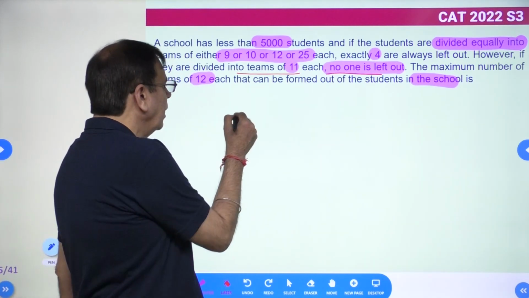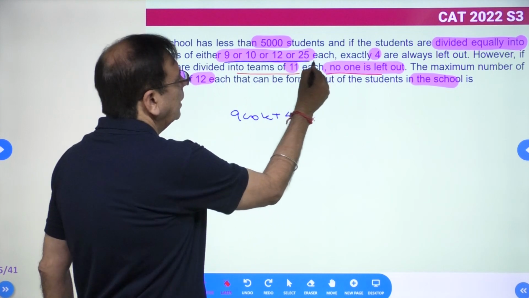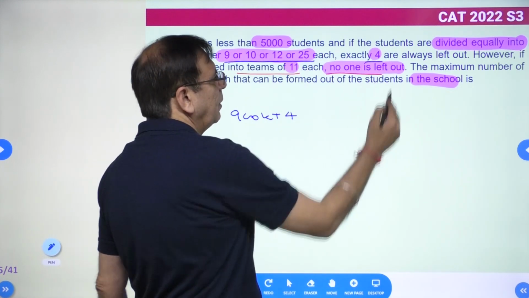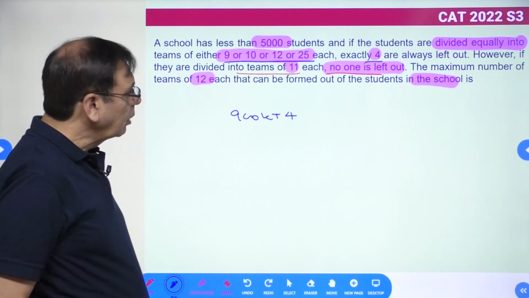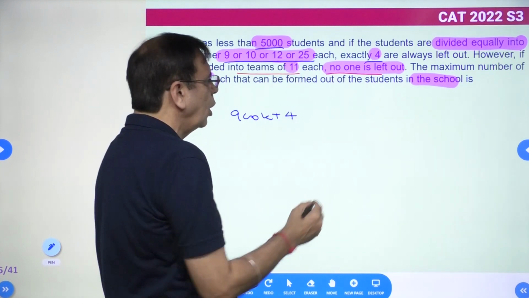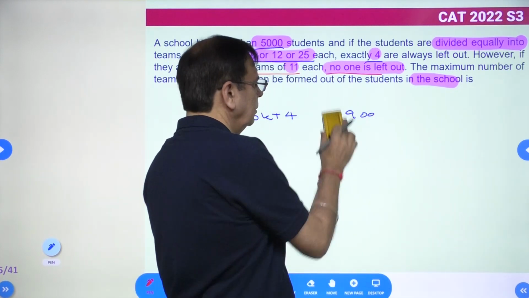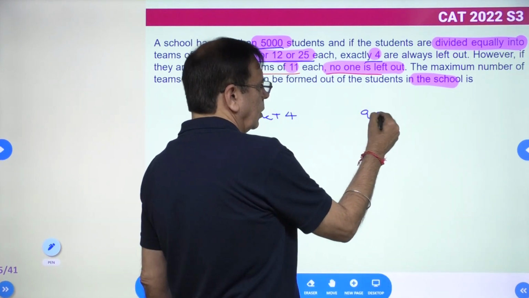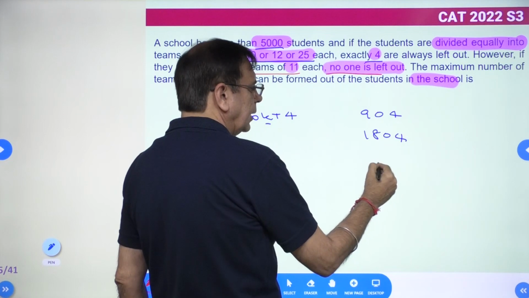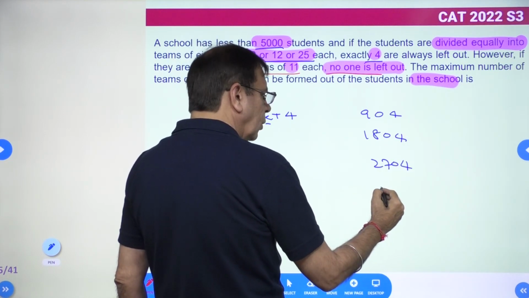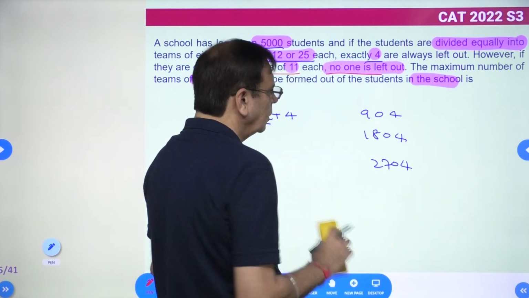That means how many students are there? Some multiple of 900 plus 4. Why? Because when you divide it by 9, 10, 12 or 25, the remainder will be 4. Okay, there is the number of students out there. But it is also a multiple of 11. So what can it be? It is less than 500. So how many can there be? If k is equal to 0, 4. If k is equal to 1, 904. Put k as 2, 1804. Put k as 3, 2704. If k is 4, it is 3504, and k is 5, 3604. Okay, let me write it here.